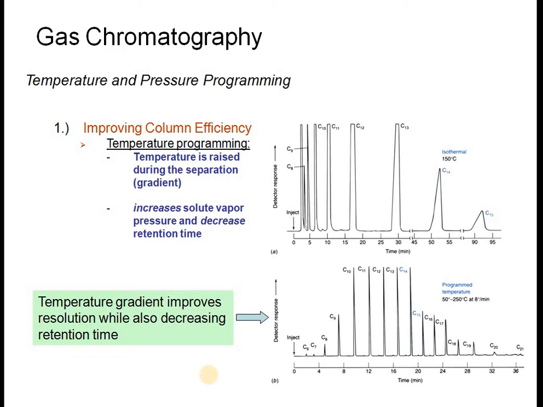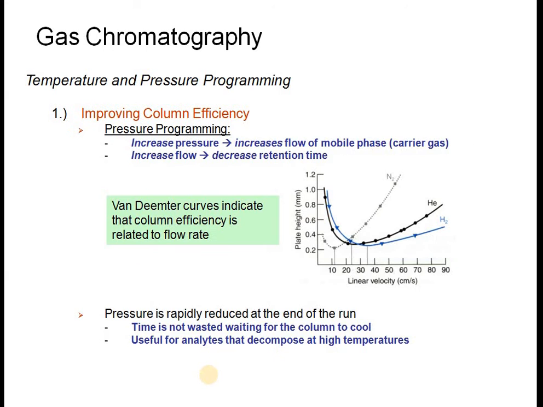Temperature and pressure programming. Improving column efficiency with temperature programming: temperature is raised during the separation. This increases solute vapor pressure and decreases retention time. A temperature gradient improves resolution while also decreasing retention time. Improving column efficiency with pressure programming: increase pressure, increase flow of mobile phase, and increased flow decreases retention time.